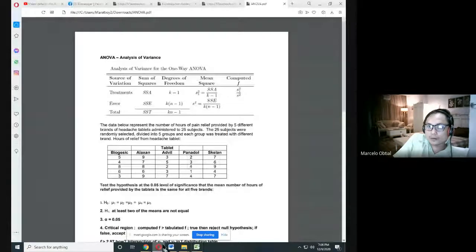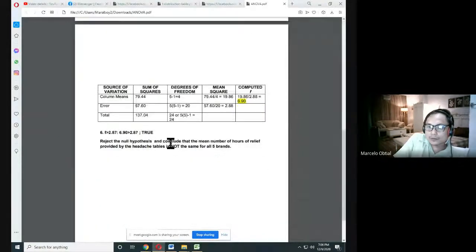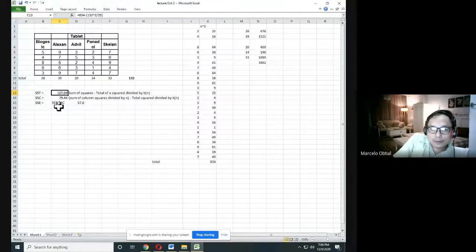Let's go back with our solution. It's 137.04, I mean, no? 137.04. Okay? So, meron na tayong value dun sa SST. The next na gagawin na isosolve natin yung SSC.